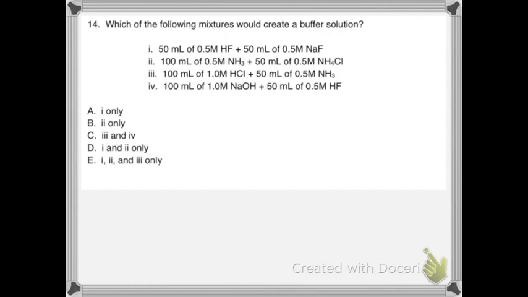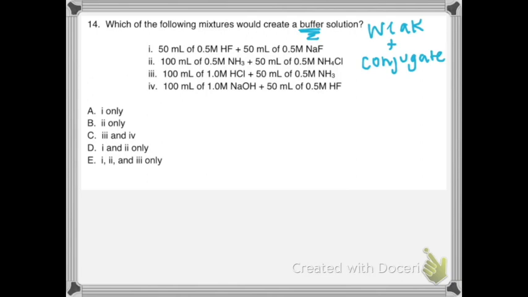With number 14, they're asking us about Todd's favorite thing, buffers. Okay, so let's remind ourselves what it takes to be a buffer. You need something that's weak, and you need to have its conjugate. That's the only qualification. You need a weak acid or base, and then its conjugate base or acid. So let's go through these individually.